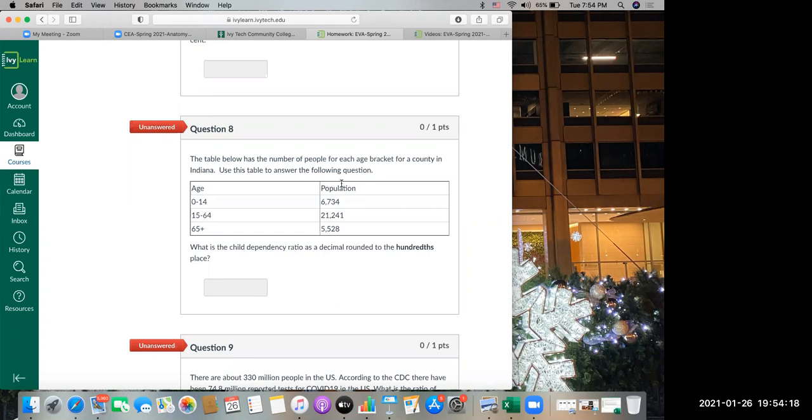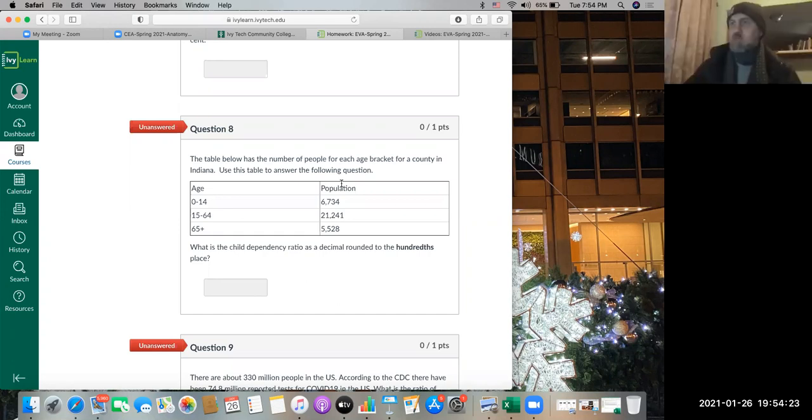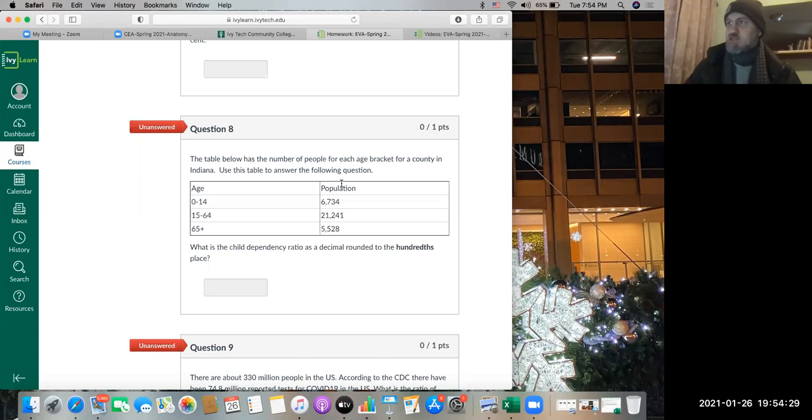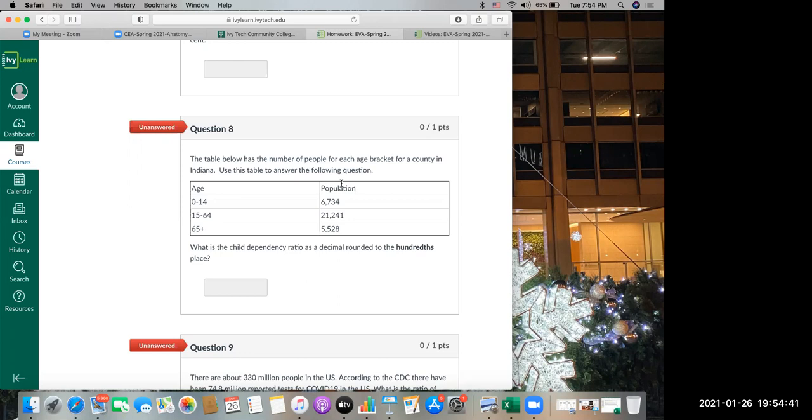6,734 divided by 33,503, and I got that number by adding all the population numbers. But that's a misunderstanding of age dependency, because in age dependency, you do not add up everything. You make it a ratio over the working aged people, and the working age people is the 21,000 number. So don't add up all of the numbers.